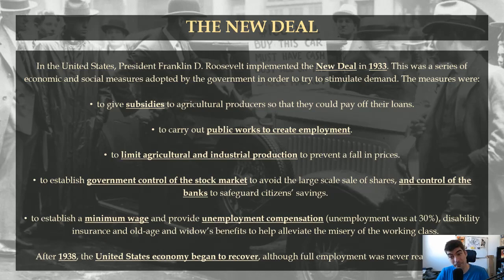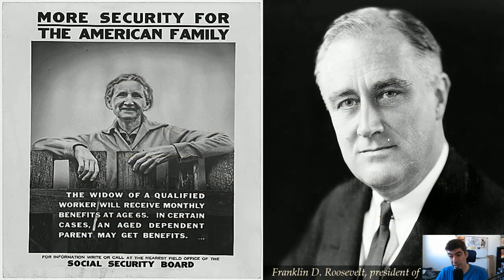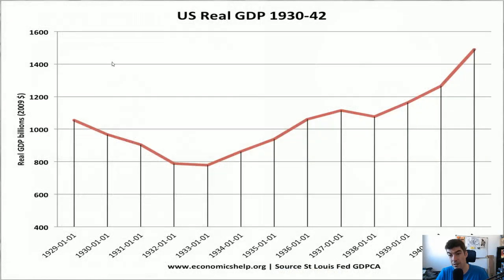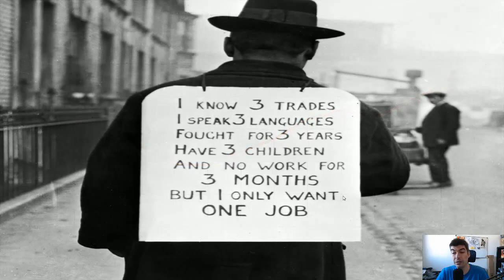And that's it. This is Franklin Delano Roosevelt. This is propaganda of the New Deal. This is the GDP of the United States. Since 1929 it started to fall, and then after the New Deal it started to recover very, very slowly, and then boom, with the breakout of World War II. And this is it.